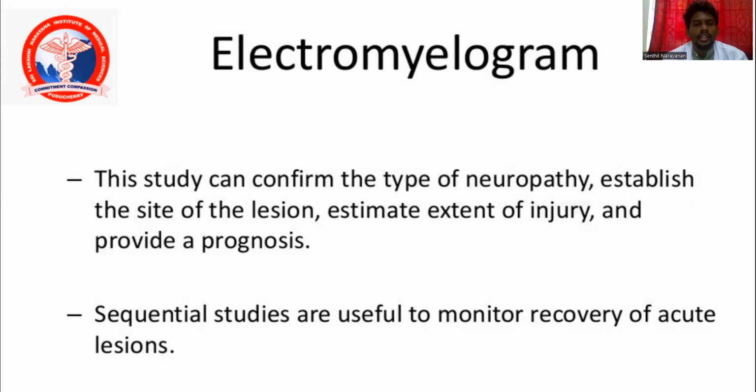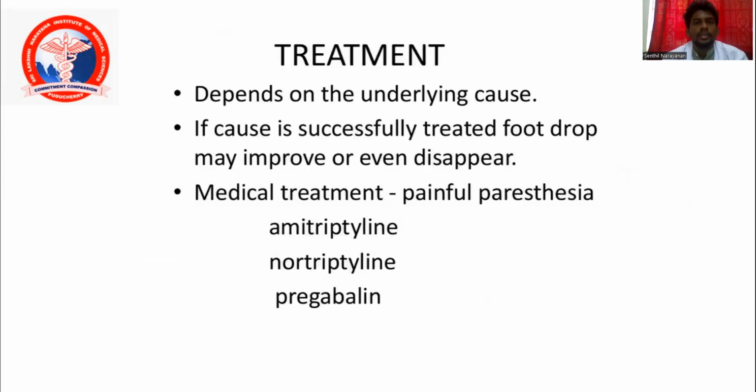Electromyogram. This study can confirm the type of neuropathy, establish the site of the lesion, estimate the extent of injury, and provide a prognosis. Sequential studies are useful to monitor recovery of acute lesions. Treatment. Treatment depends on the underlying cause. If the cause is successfully treated, foot drop may improve or even disappear.